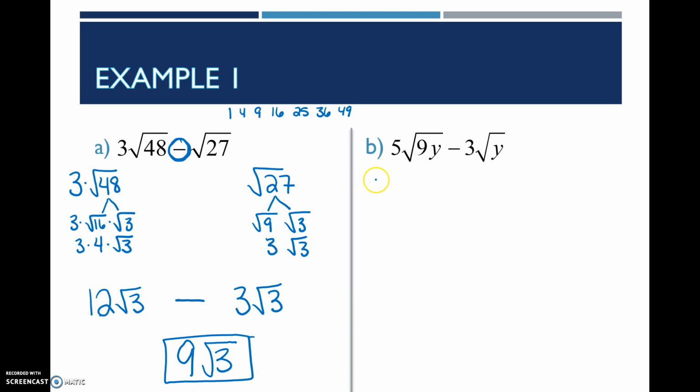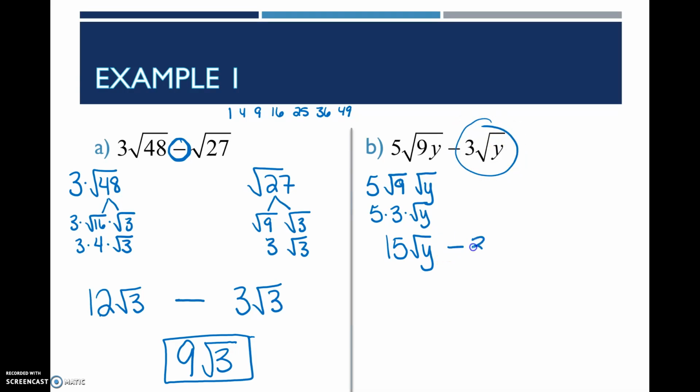Okay, we need to take 5 times the square root of 9 times the square root of y and simplify that term. What is the square root of 9? 3. So this is 5 times 3 times the square root of y, which is 15 times the square root of y. This one doesn't really need to be simplified at all. So we have minus 3 square root of y. 15 minus 3 is 12 square root of y.